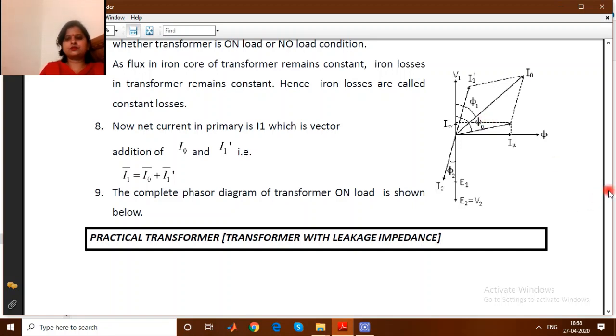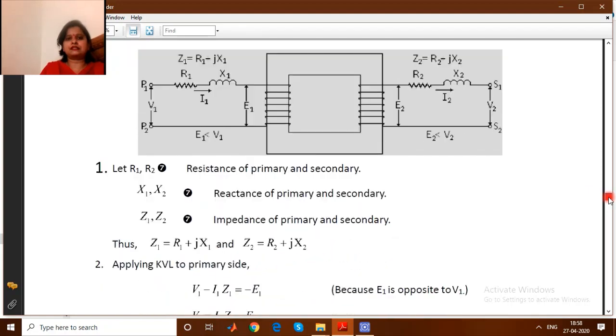Now we will come to discuss the practical transformer. So this is basically the circuit diagram of a practical transformer. It is not an ideal transformer. We can see here that there is a resistance. This is called the primary winding resistance R1, primary winding reactance X1, primary winding current is I1, V1 is the supply voltage, E1 is the induced EMF in primary winding.